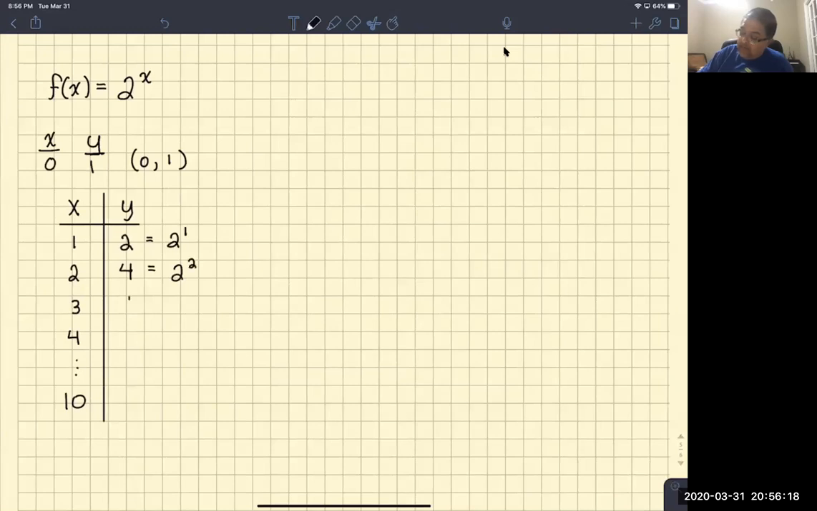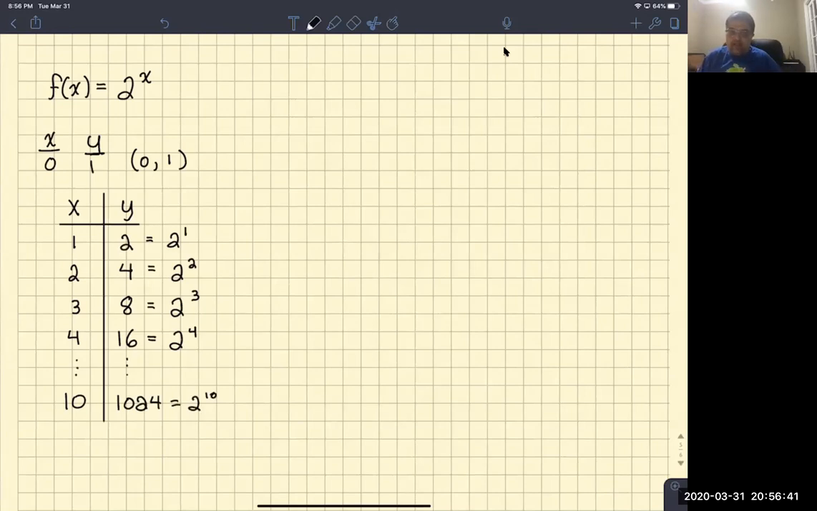When x is 3, we get 8, so that's 2 cubed is 8. When x is 4, we get 16, because that's 2 to the 4th power. And if you do the math, at x equals 10, we get 1024, which is what 2 to the 10th power is. So that's pretty significant, okay?